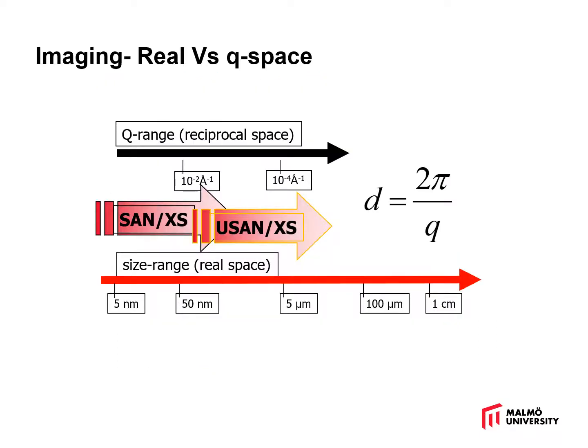So just to put these two techniques into context of the length scales that you're looking at. On the top again we have the reciprocal space range, and on the bottom we have the real space range. And so you can see that USAXS and USANS maybe goes from tens of microns down to hundreds of nanometers, and SANS and SAXS will typically span from maybe nanometers up to hundreds of nanometers.